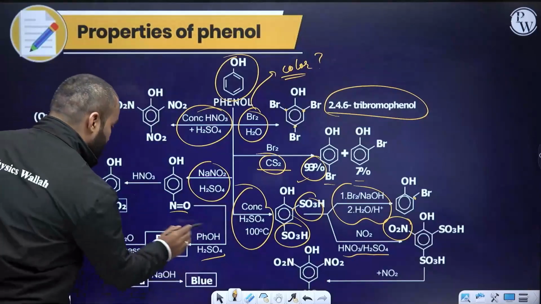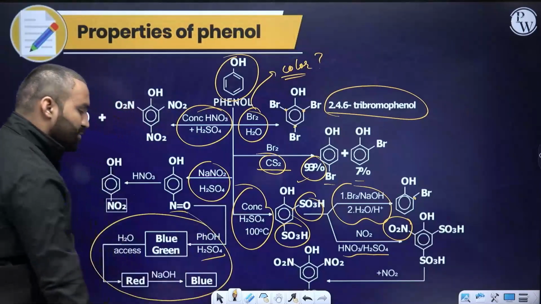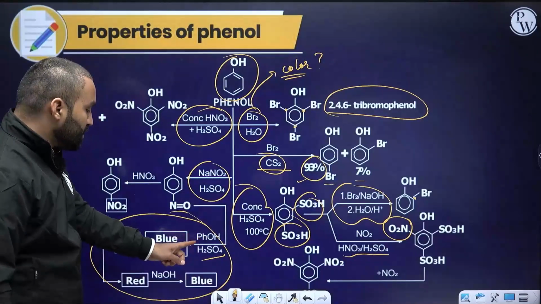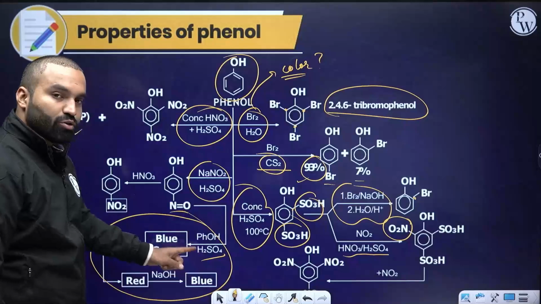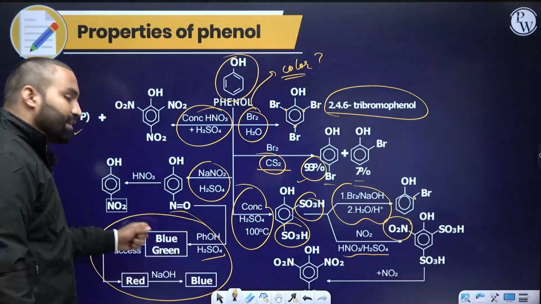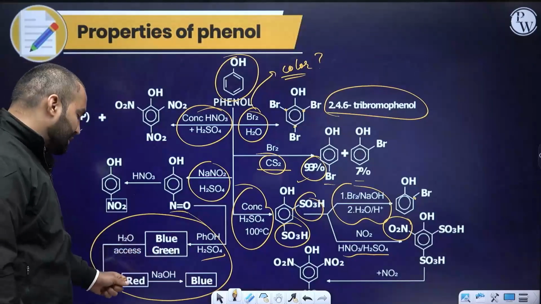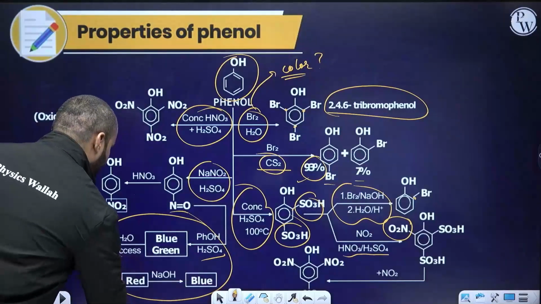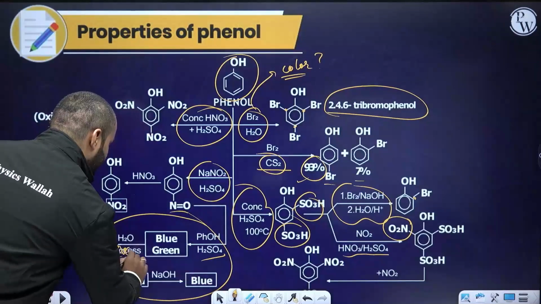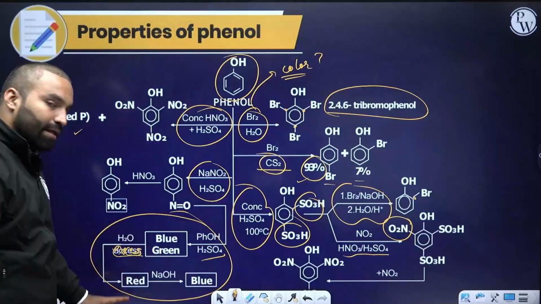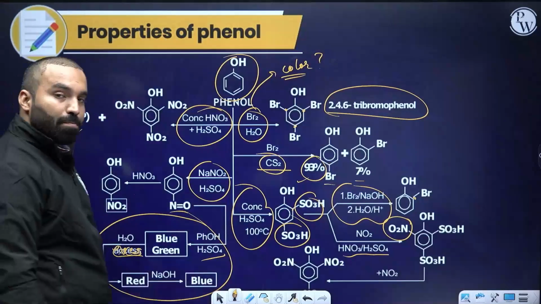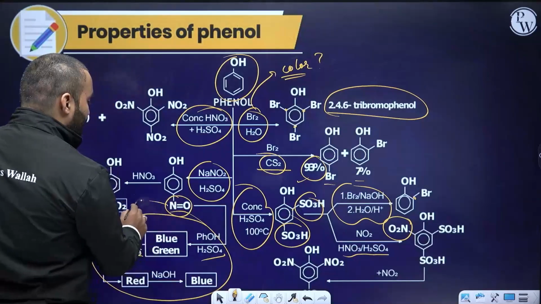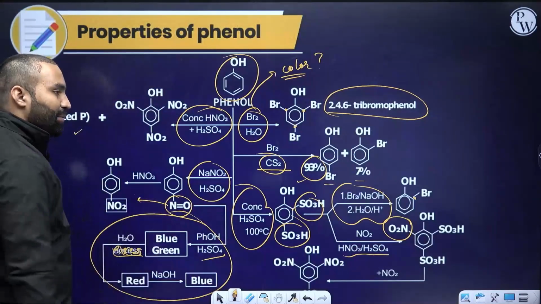Again, this was the question asked many times. This has been asked many times, that what happens after what? Once you add phenol and H2SO4, there is a blue color, blue-green color. Then what do you add so that the color changes? H2O in excess, not that excess, red color, and then add NaOH to form blue color. On the other hand, nitroso can be oxidized to NO2 upon treatment with HNO3.